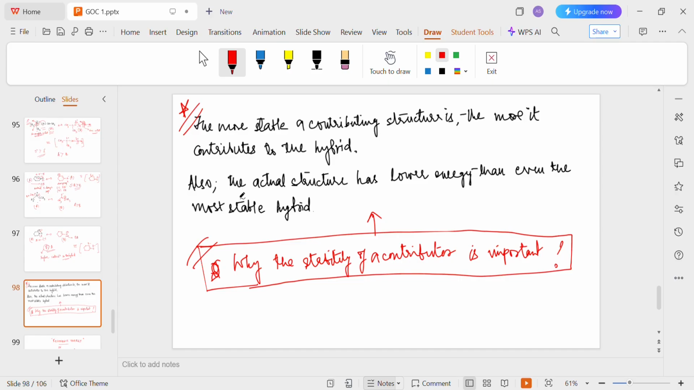The next point says, the actual structure is what? Actual structure is the hybrid structure. Okay, the hybrid has lower energy than even the most stable contributor. This is not hybrid, this is contributor. Okay, let me erase it.